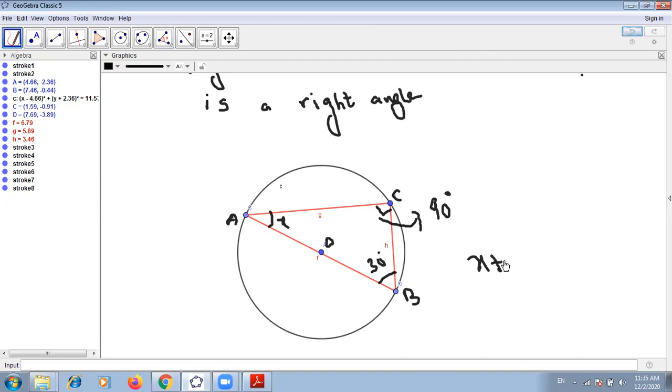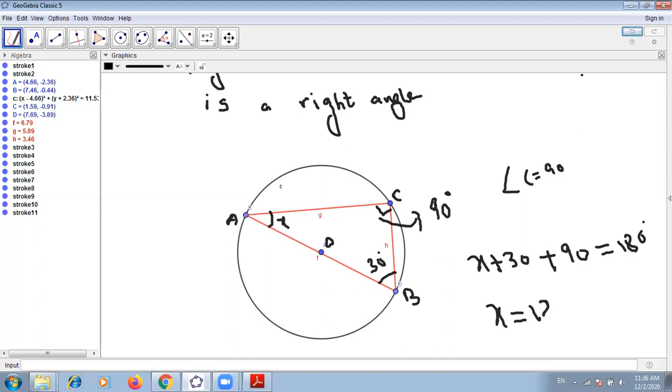x plus 30 plus 90 equals 180, because ABC is a triangle. And how can we say that angle C equals 90 degrees? Because an angle inscribed in a semicircle is a right angle. So we use this theorem to write the value of angle C as 90, and then we use the property of a triangle: x plus 30 plus 90 equals 180, because the sum of interior angles of a triangle equals 180. In this way we can calculate the value of x: 180 minus 120 degrees, and the answer is 60 degrees.